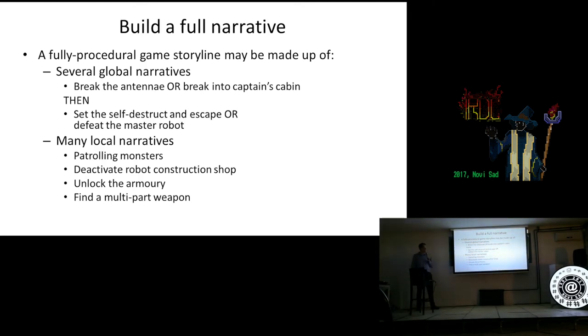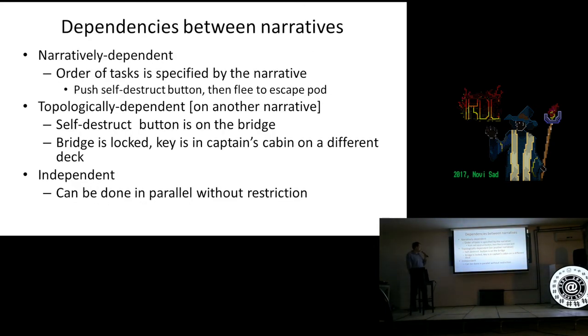So I'll show you a little bit about my attempts to do that so far. I wouldn't claim to have got there. Before I do that, one thing to mention is that narratives can have different types of dependencies. So I'll just define a couple of terms here. A narratively dependent set of tasks, they're like the tasks I showed you in the previous slides. The order of a task is specified by the narrative. You press the self-destruct button first, and then you flee to the escape pod. Not much point doing it the other way around.